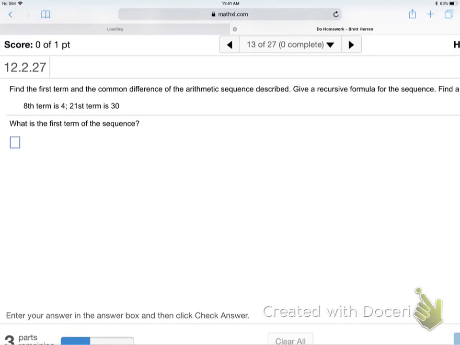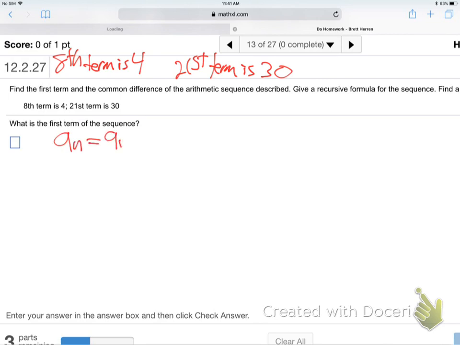Okay. So they're giving me two pieces of information about this sequence. They're saying the 8th term is 4, and the 21st term is 30. And from there, they want me to find everything in the world. So how do we do it? Well, let's write out the basic formula: a sub n is a1 plus (n minus 1)d. We'll keep using this thing for quite a while.